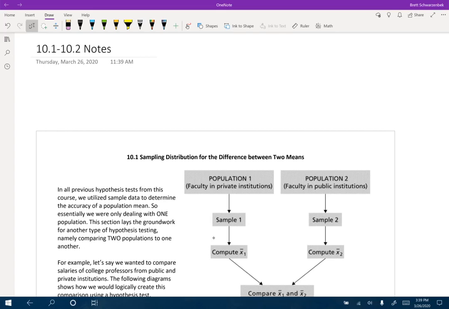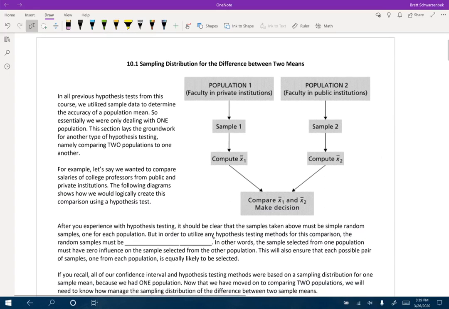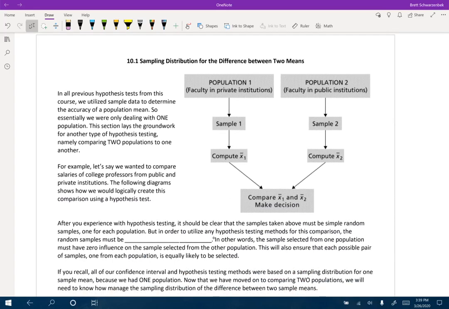Okay, this is the 10-1, 10-2 notes for statistics honors. We're heading in a little bit different direction in this section. We're going to still stay with the concept of means, but instead of having one claim about a mean and then using a sample to determine its validity, now we're going to have two populations.